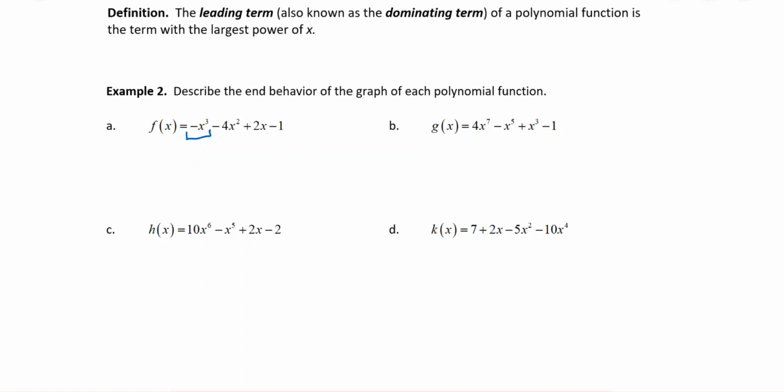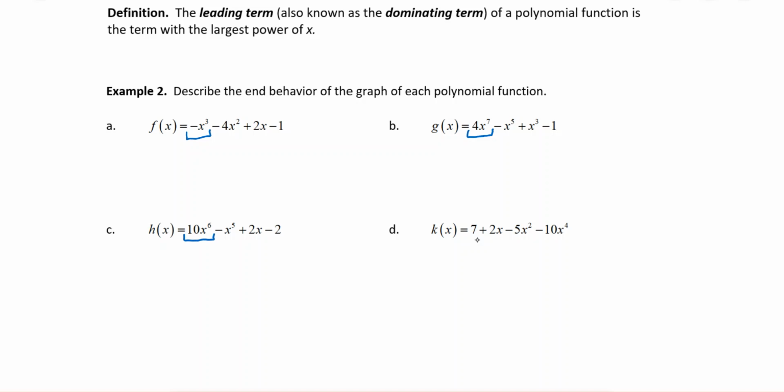Maybe we should go through and get the leading terms for the other examples as well. In example 2b, do you see the leading term? 4x to the 7th. In part C, the leading term, 10x to the 6th.